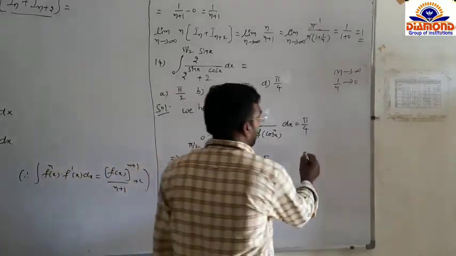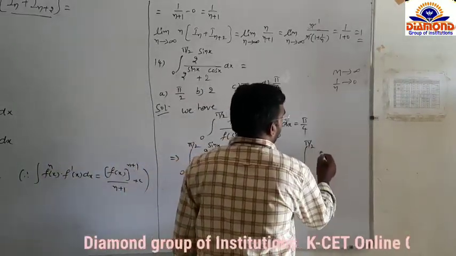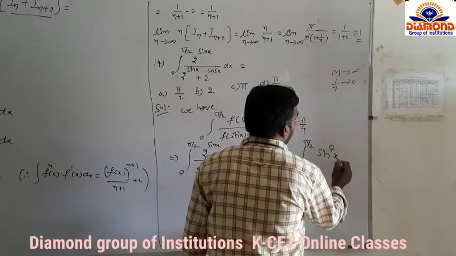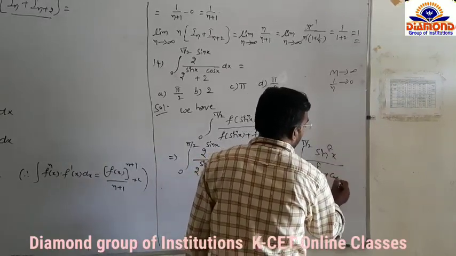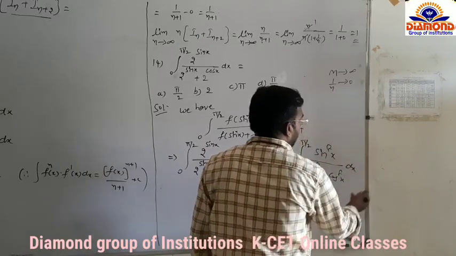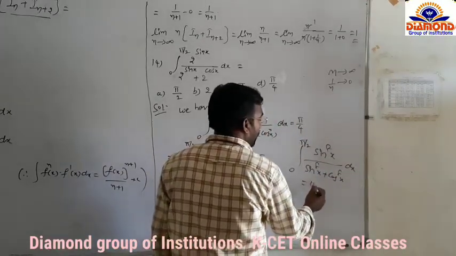For example, if you take 0 to pi by 4, sin power 8x by sin power 8x plus cos power 8x dx, this value is also pi by 4 only.